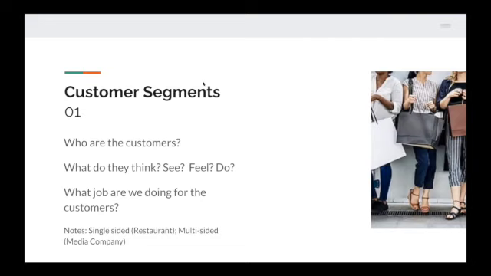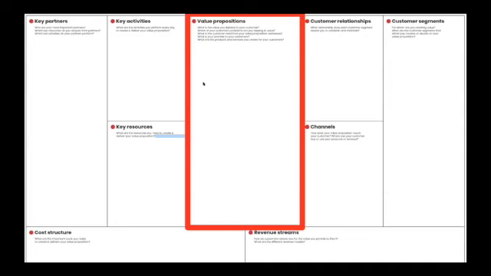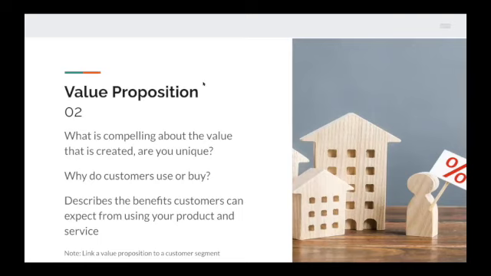Okay. So we'll go to the next one, which I'm highlighting here, which is value proposition. This is the really hard one. This is the hard part of the business model canvas. What we're really doing here is we have to figure out what is uniquely compelling about your business.